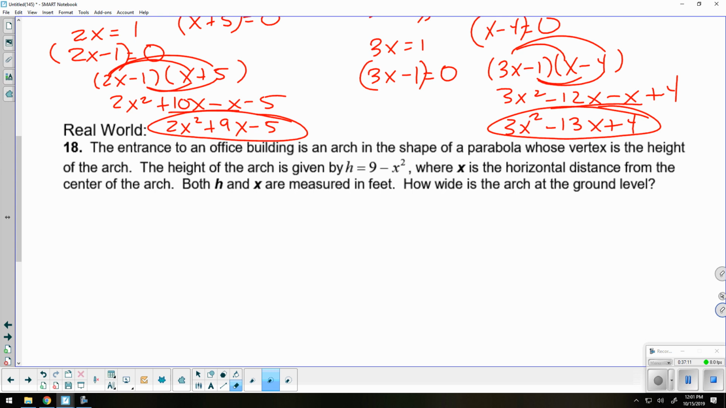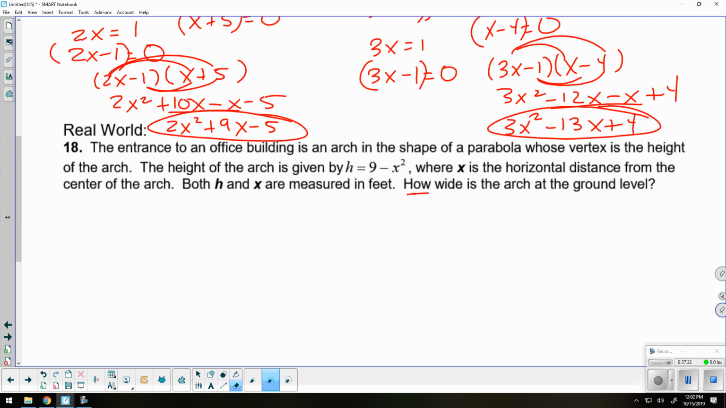Last and final, got a little real-world problem for you. It says the entrance to an office building is an arch in the shape of a parabola, whose vertex is the height of the arch. The height of the arch is given by h equals 9 minus x squared, where x is the horizontal distance from the center of the arch. Both h and x are measured in feet, so how wide is the arch at ground level?